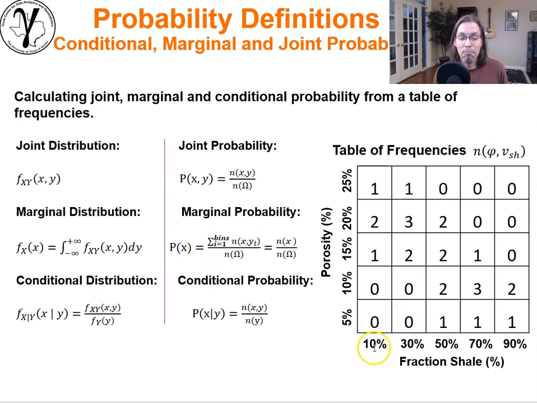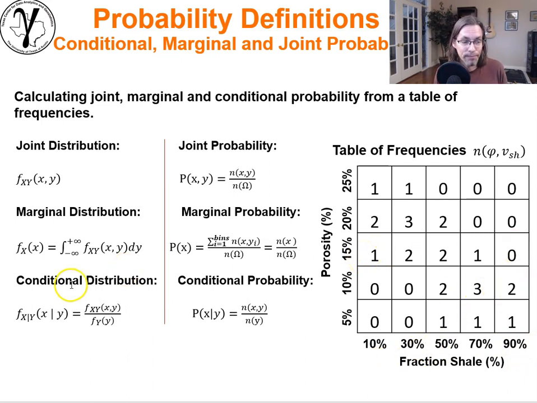So if I want the marginal fraction of shale 10%, I'm just going to sum over the column. I'm integrating over porosity to remove it. Isn't that cool? And if I want the marginal of porosity 15% per se, I would simply sum over the row, and then all I have to do is divide by the total number of samples. That's marginalization. I've removed the influence of the fraction of shale by integrating over it.